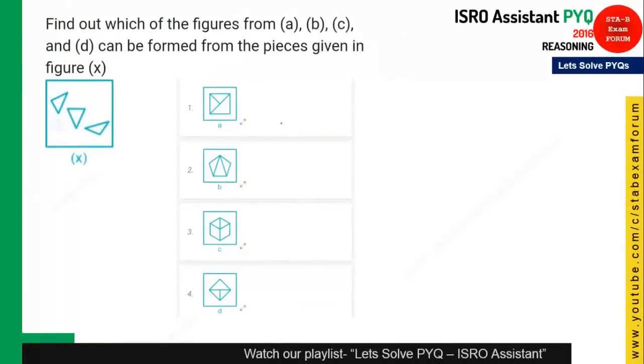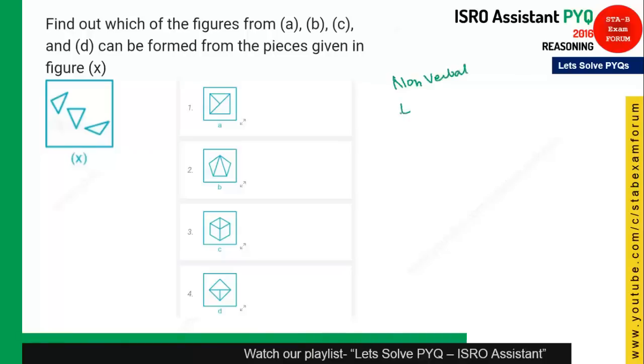Let's see the next question. It is from the non-verbal category, basically embedded figures. You need to make use of these pieces to make these figures. So let's see. As you can see, you can eliminate this option. Why? Because this is a 90-degree right angle triangle, but here there is no piece of a right triangle.